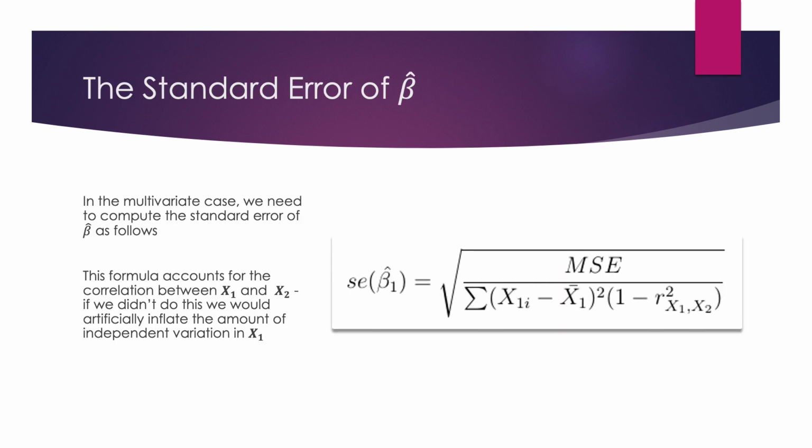So the standard error of our beta predicted value, in the multivariate case, we need to compute as follows with this formula. Now, I'm not going to make you memorize this or do any of this by hand, and this is purely just for your knowledge so that you can see how all of this works. But the formula accounts for the correlation between x1 and x2. And if we didn't do this, we would artificially inflate the amount of independent variation in x1.